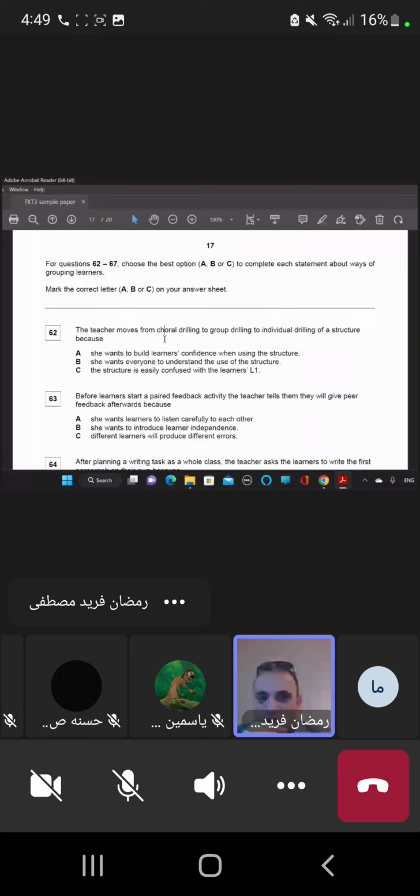A is the correct answer because she wants to build learners' confidence when using the structure. Okay, B says because she wants everyone to understand the use of the structure. But here she already explained the use of the structure. It is just repetition, go to the school, go to the school, go to the school. There is no explanation of the use of the structure here, so B is completely wrong.